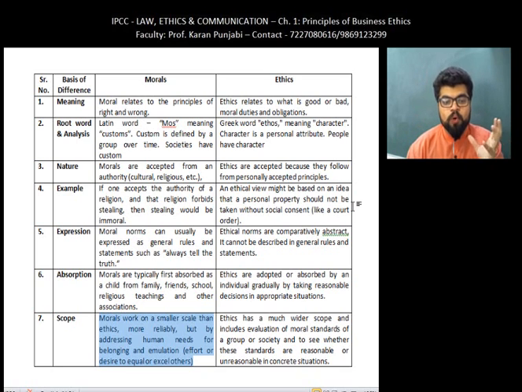So morals always work on a smaller scale than ethics, but by addressing human needs for belonging and emulation. So there is always a human need of belonging. You always want to belong to a society. So आप किसी कस्टम या किसी सोसाइटी या किसी ग्रुप या किसी रिलीजन से बिलोंग करते हो, आपको वो फीलिंग ऑफ बिलोंगिंग हमेशा चाहिए.